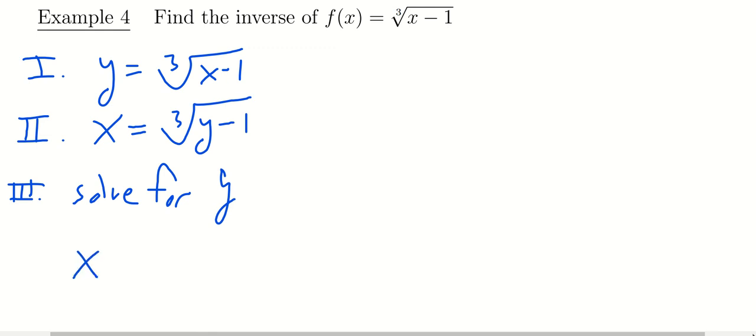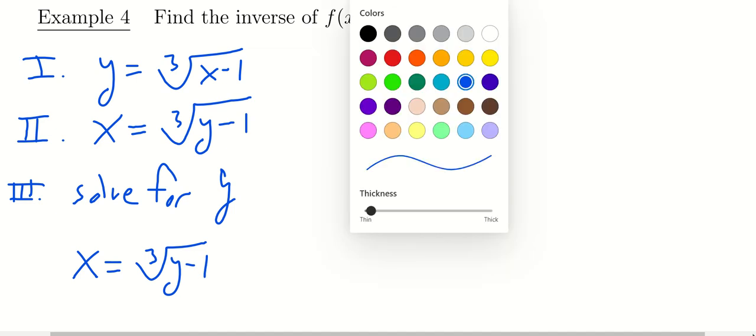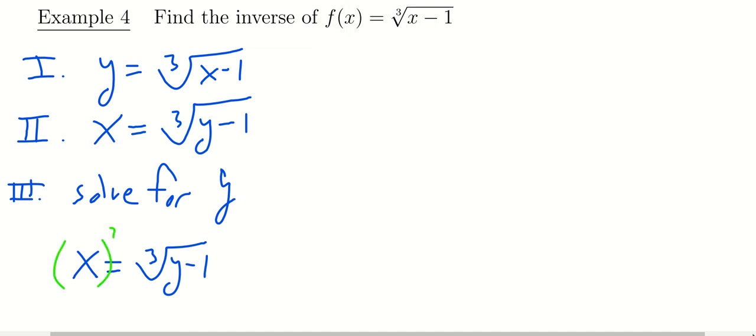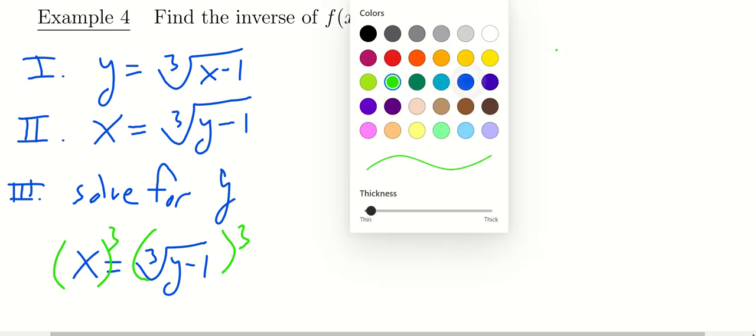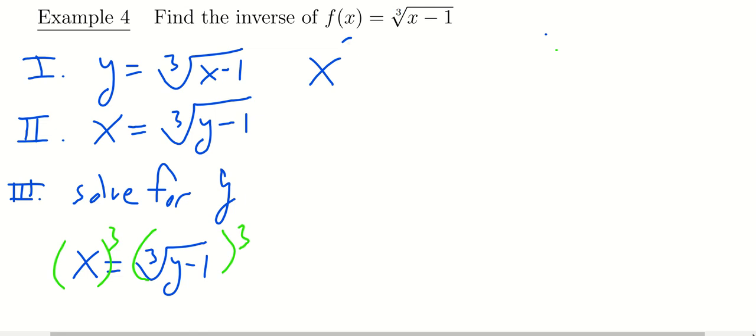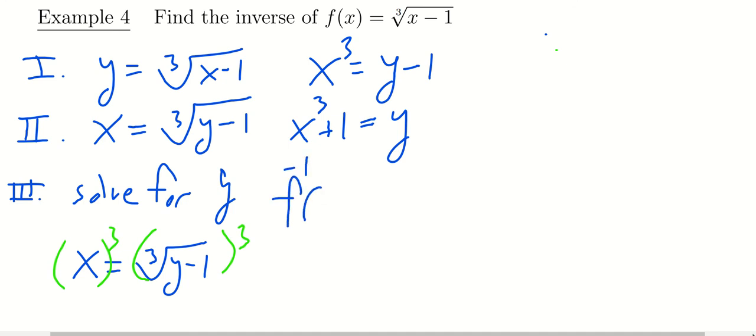To get the y by itself, notice that y is under a cube root. To get rid of a cube root, we need to cube both sides. This produces x cubed equals y minus 1. And then the next step would be to add 1 to both sides. We've now successfully gotten the y by itself, and so that is our inverse function. f inverse of x is x cubed plus 1.